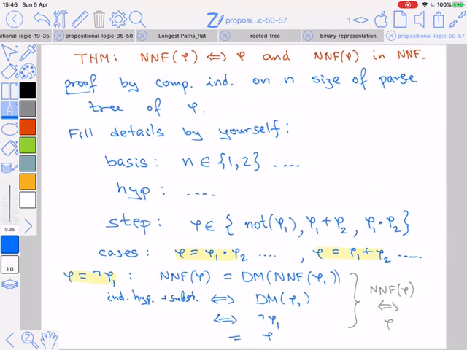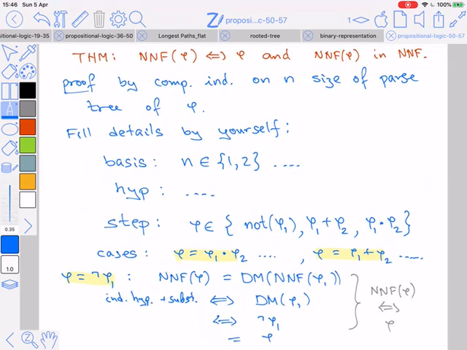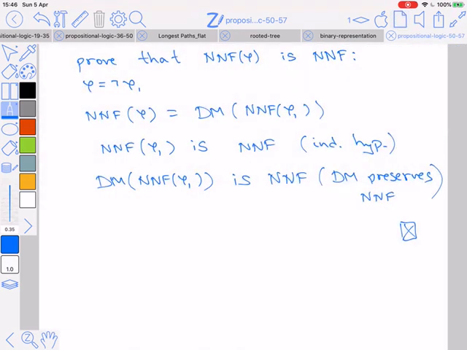Now we're left with the second part of the proof. We want to prove that NNF of phi is indeed in negation normal form. The proof proceeds as follows. Phi equals the negation of phi 1. NNF of phi is the De Morgan dual of NNF of phi 1. Now, NNF of phi 1 is in negation normal form by the induction hypothesis. And when you take a formula which is in negation normal form and compute the De Morgan dual of it, you get a formula which is also in NNF, because De Morgan dual preserves NNF. And that completes this part.